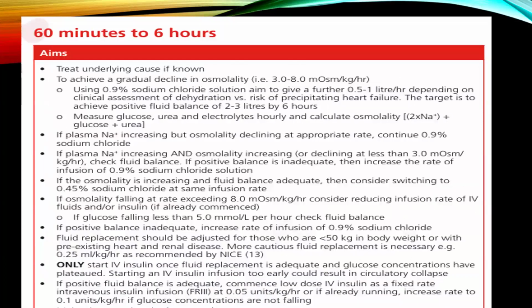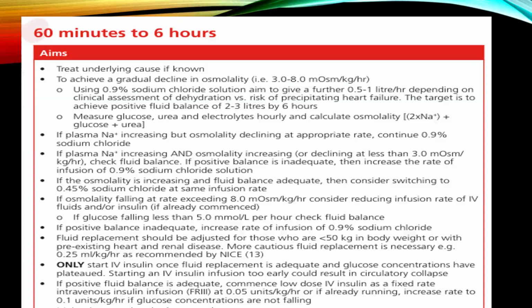Then from 60 minutes to 6 hours, treat the underlying cause if known. To achieve a gradual decline in osmolarity, we should use 0.9% sodium chloride solution. Aim to give a further 0.5 to 1 liter per hour, depending on the clinical assessment of dehydration versus the risk of precipitating heart failure. The target is to achieve a positive fluid balance of 2 to 3 liters by 6 hours. Measure glucose, urea, and electrolytes hourly and calculate osmolality, that is 2 times sodium plus glucose plus urea.